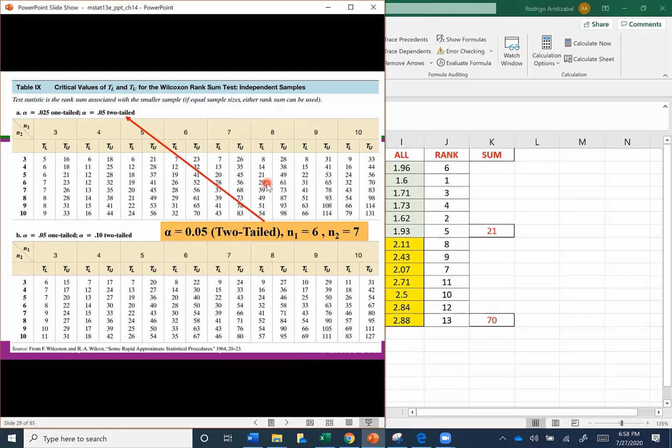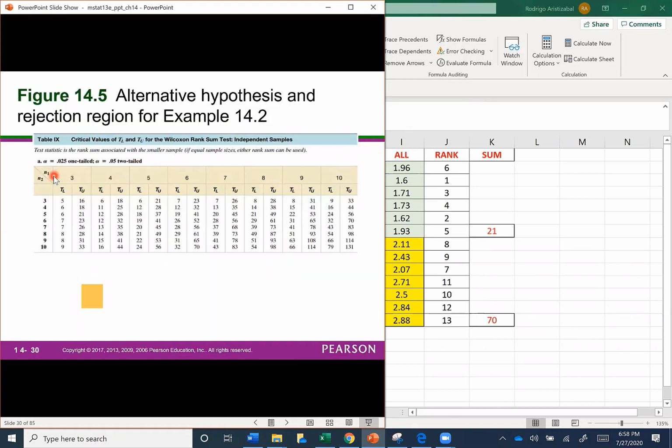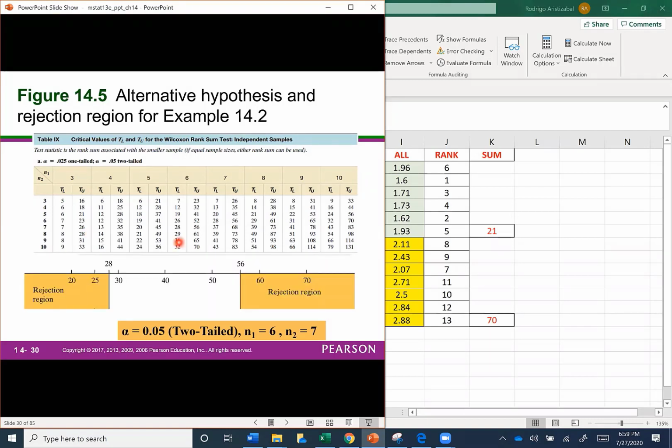This is the table. If we work with this table, the first sample has 6 observations and my second sample has 7 observations. Which are my reference numbers, my critical values? For 6 and 7, my critical values are 28 and 56. Remember, the minimum value of this sum is 21. If I get a value smaller than 28, all of these values will be below this value. The maximum value of the sum of all these values will be 70.